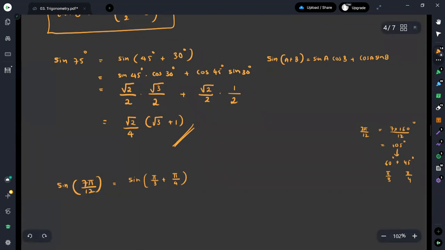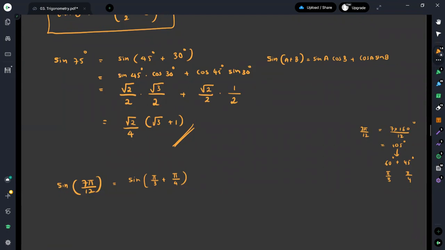Therefore this is not compulsory, but if you are familiar with the radian measures, then you can directly write this 7π/12 as π/3 plus π/4. But if you are not familiar, you can convert it into decimals, convert it into degrees, and thereafter find the identical radian measures for the degree measures.